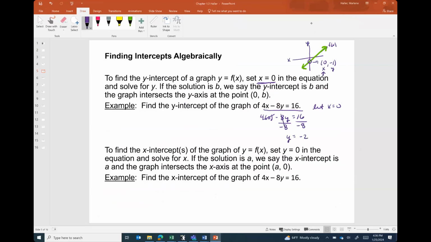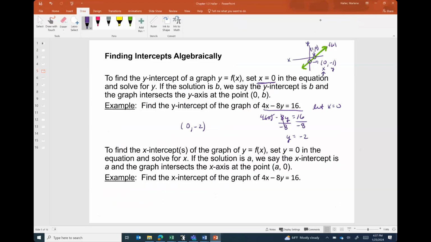So we can now say that the y-intercept for this equation is at the point that has the coordinates 0, -2. To find the x-intercepts of the graph, we're going to let y equal 0. Because look, where the graph intercepts the x-axis right there, the x-coordinate is, I don't know what, some value, maybe we'll just say it's 1, but the y-coordinate is going to be 0. All right, every point on the x-axis is going to have a y-coordinate of 0.